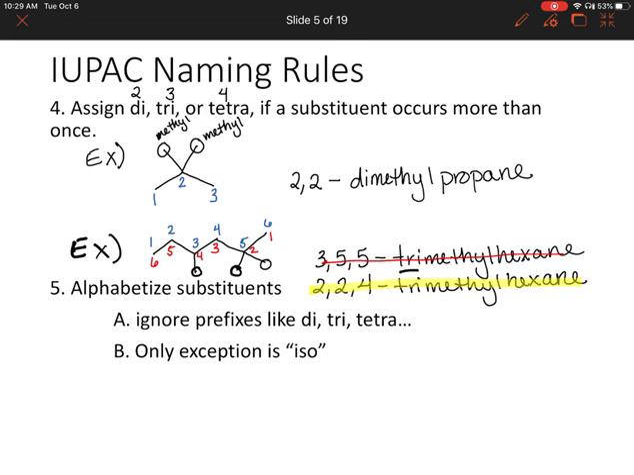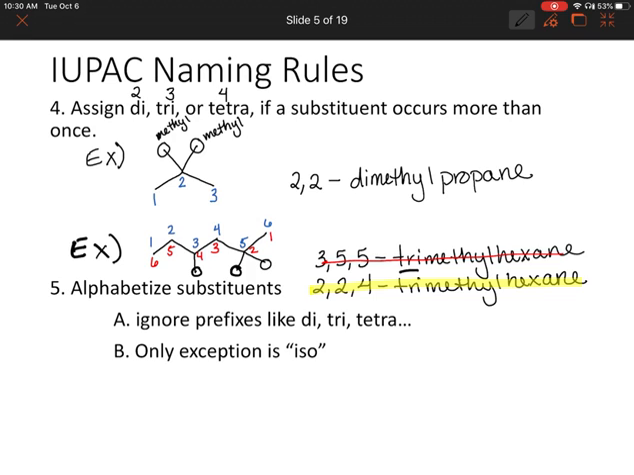But there is a prefix called iso, and that indicates that we have a branched substituent. So I'll show you examples of that later, but that's our only exception to the alphabetizing rules. And it's okay if you feel overwhelmed right now by all of these naming rules. The IUPAC system is really complex, so we'll get more practice as we go forward, and we'll look at more examples.